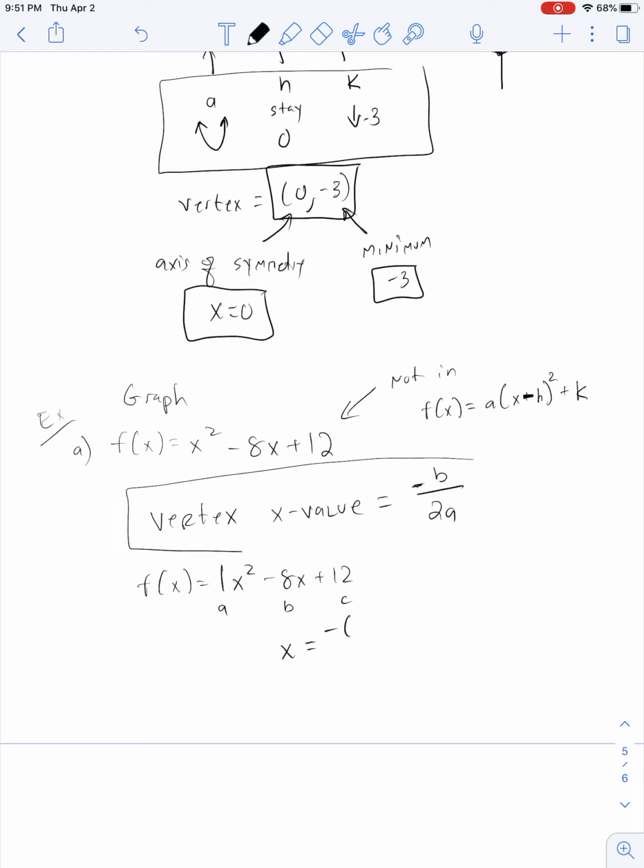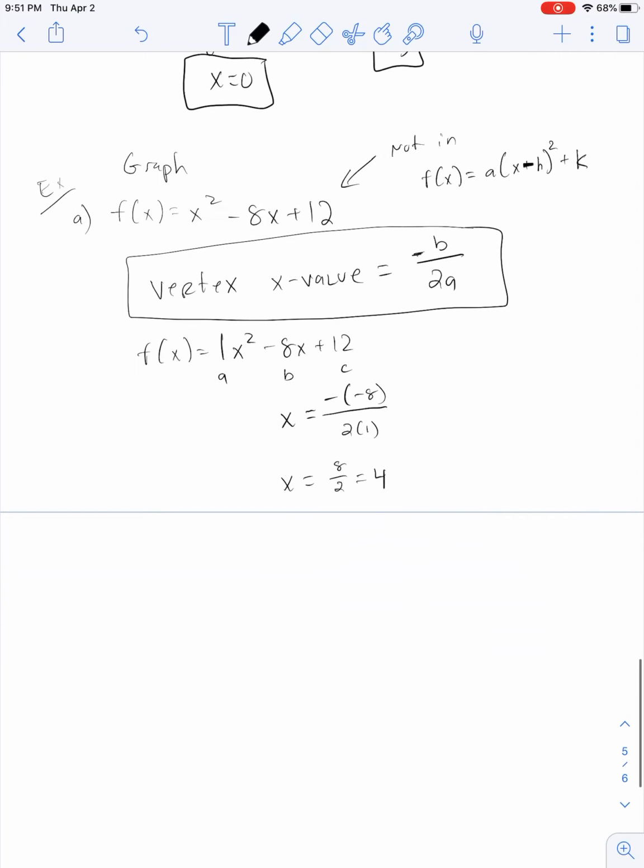So you need to know this formula. Let's really note that. It's negative. Our b value is a negative 8, over 2 times 1. So negative and negative make it a positive 8 over 2, which means your x is a 4, right? So when it comes to the vertex, we know that our x value is 4.